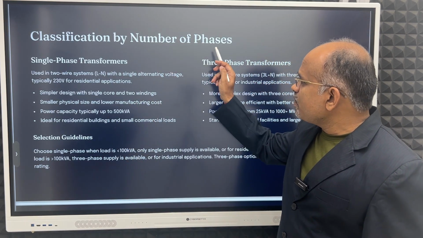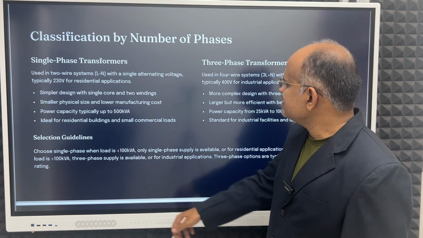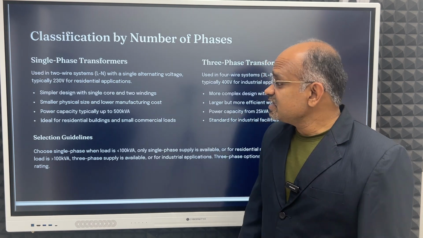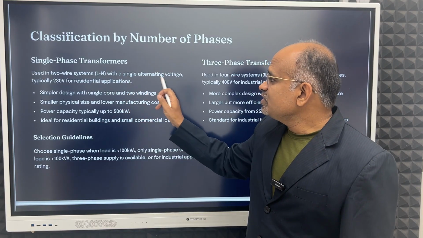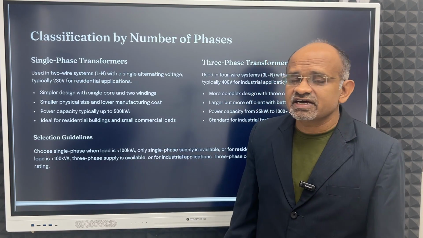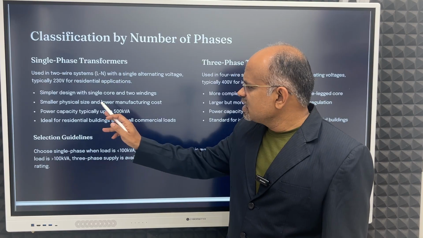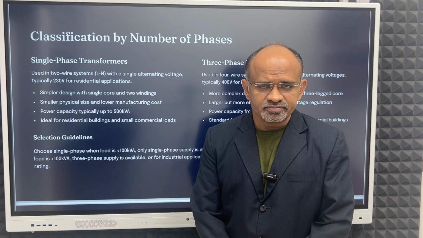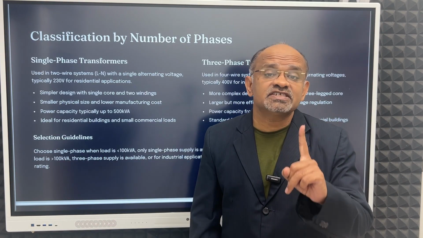Now, classification by number of phases. First classification: single phase and three phase. Now you will ask me, what is the difference? Single phase is used in a two-wire system, phase and neutral, with a single alternating voltage, typically 230 volt, in residential applications. But I am telling you, there is a limitation in this. It can be used till only 100 kVA, not beyond that. You will ask me why. Why till 100 kVA for a single phase transformer?